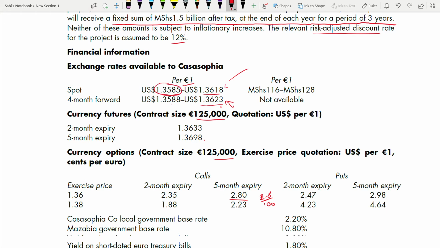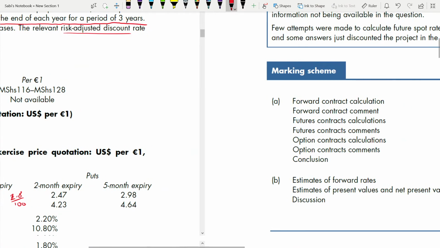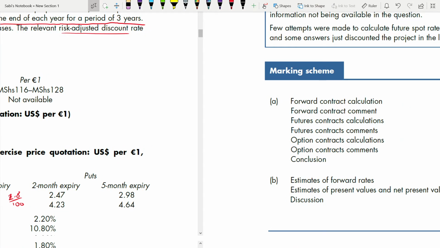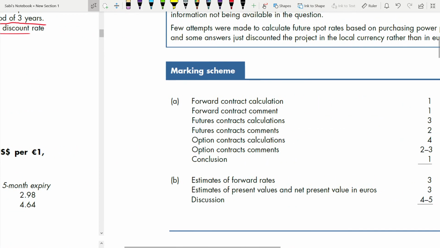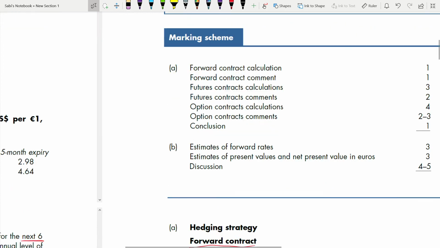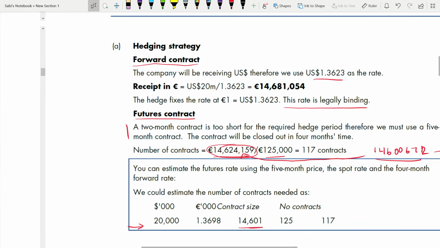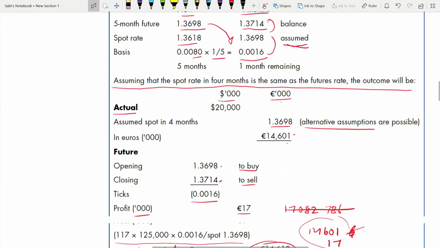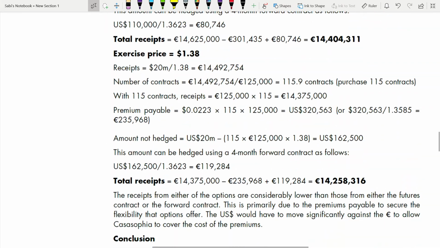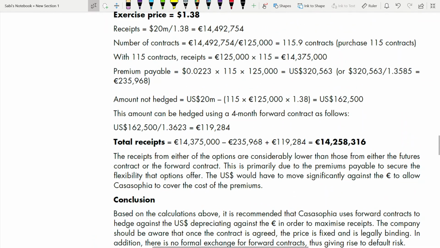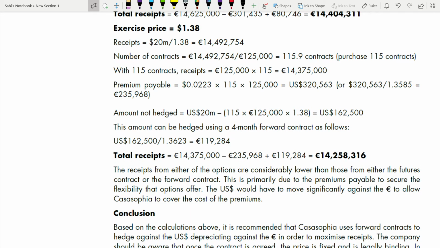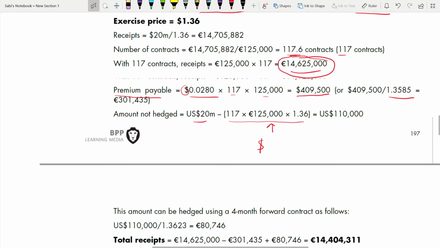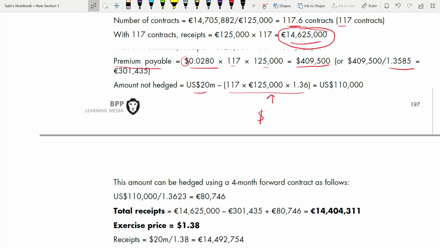That's why when you come to premium, be very careful. Don't take the spot rate which you have been using before. Always check, go to the spot rate and see it's a premium, it's a payment. In this case, it's a payment in premium because we are buying the option. So use the spot rate, divide it and keep it in euro. Okay. And then you are getting that premium. Okay. So this amount can be hedged using a 4-month forward contract as follows.